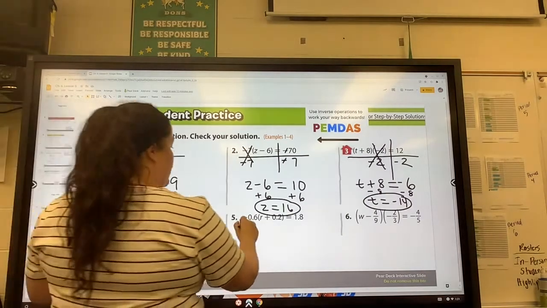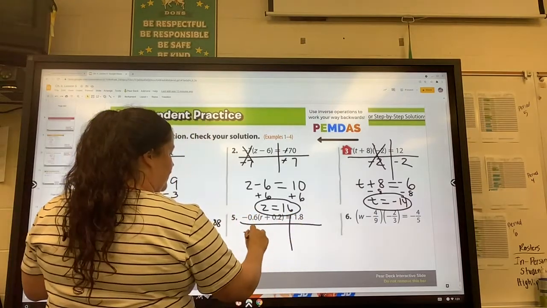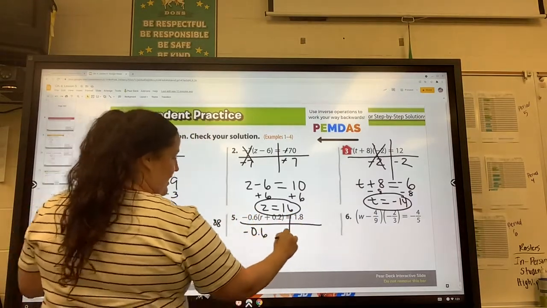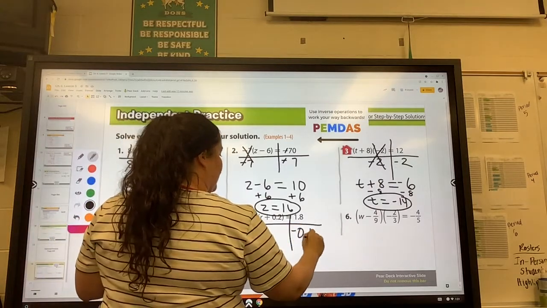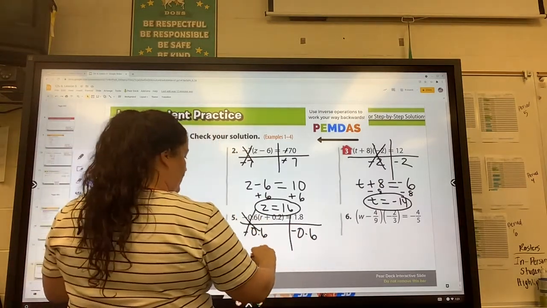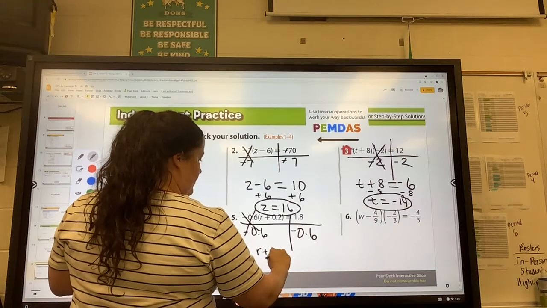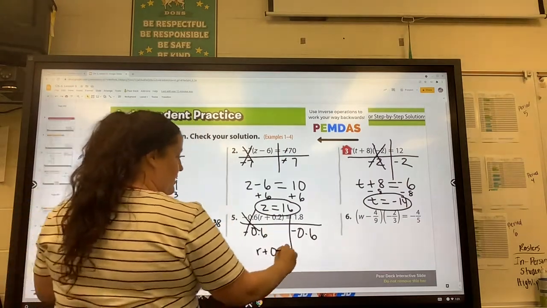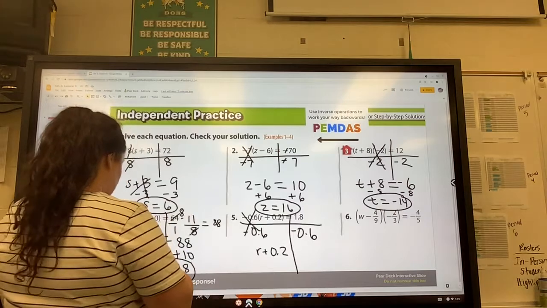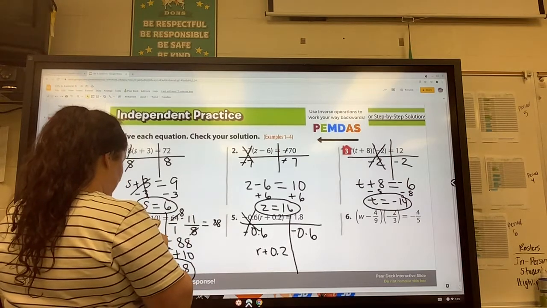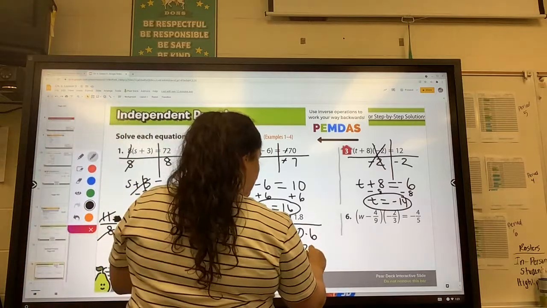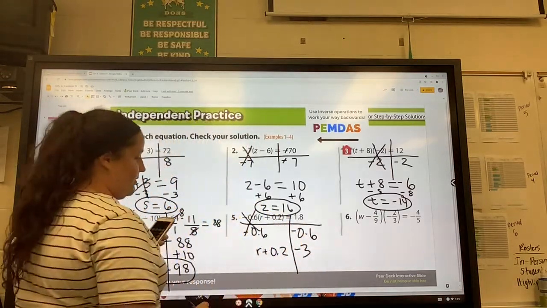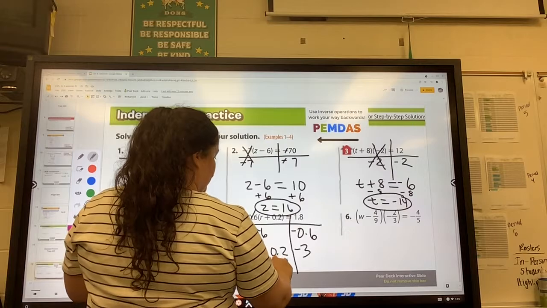Okay, and this one, oh, that looks great. Divide both sides by negative 0.6. Cancels. R plus 0.2 equals 1.8 divided by 0.6, which on my calculator is 3. And since there's one negative, it's negative. Then you subtract 0.2.